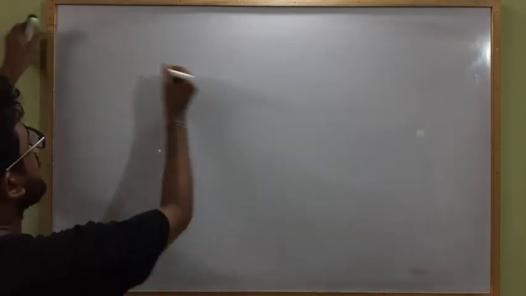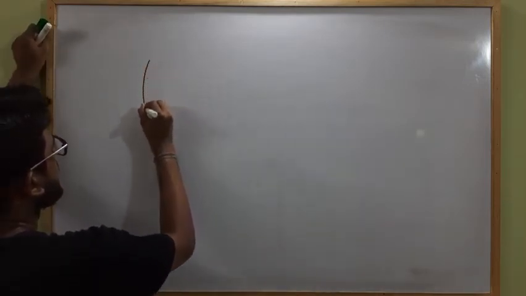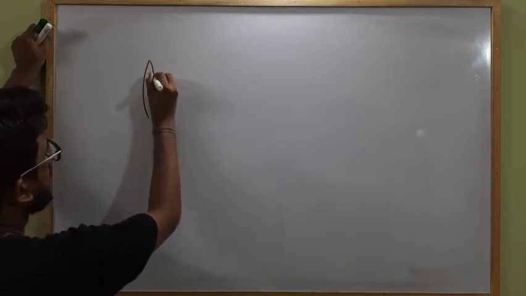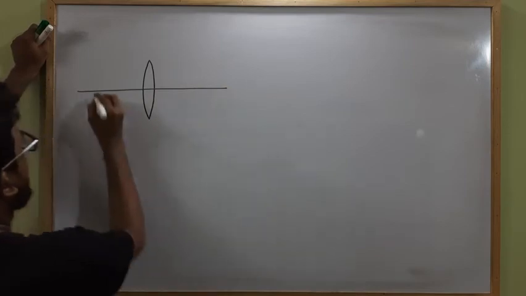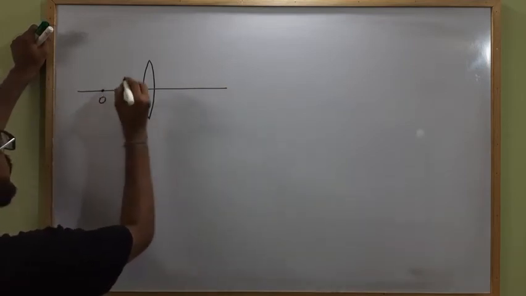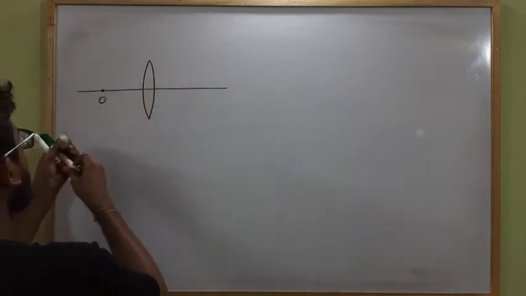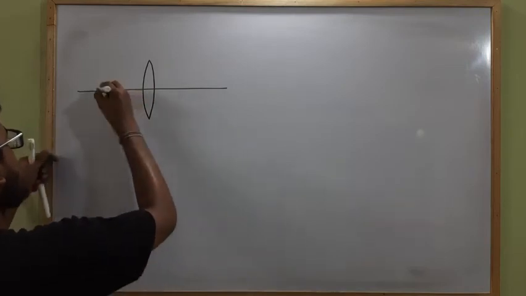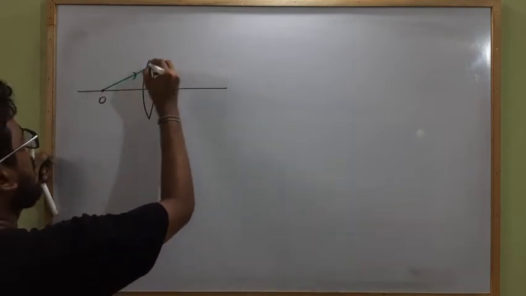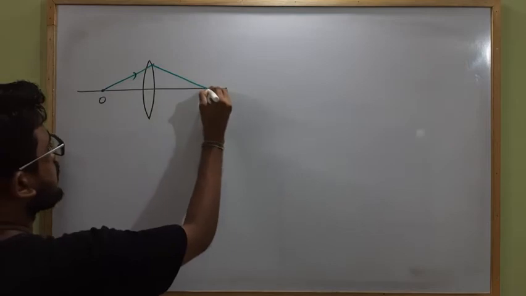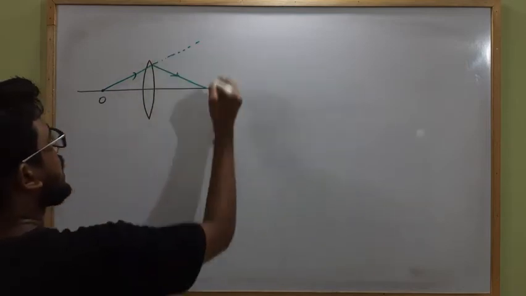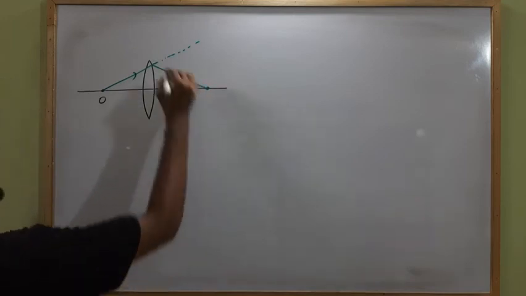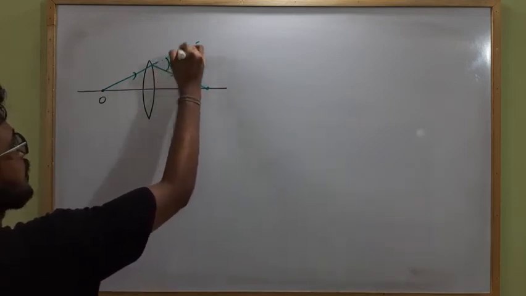So next, here is a lens, and here is a point object O. The incident ray will go like this, and after refraction it will bend along this direction. Clear? So this is the direction of the incident ray and this is the direction of the refracted ray. So this is the angle of deviation.